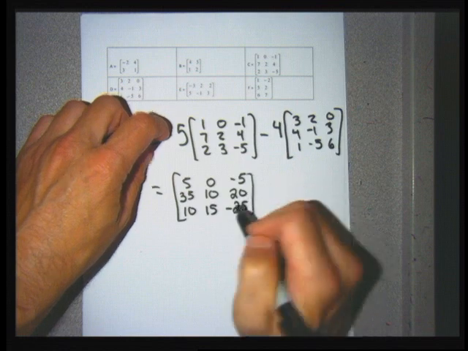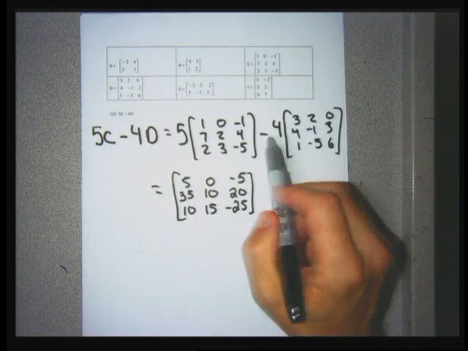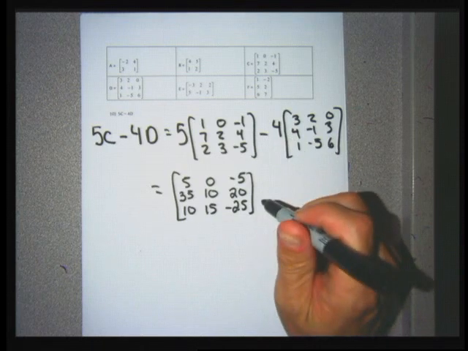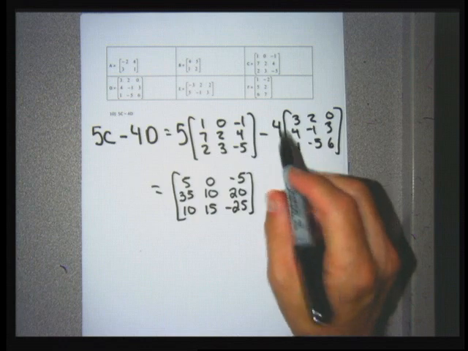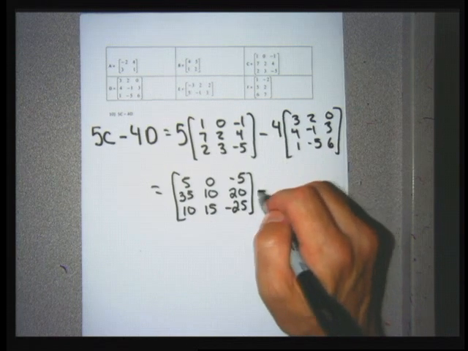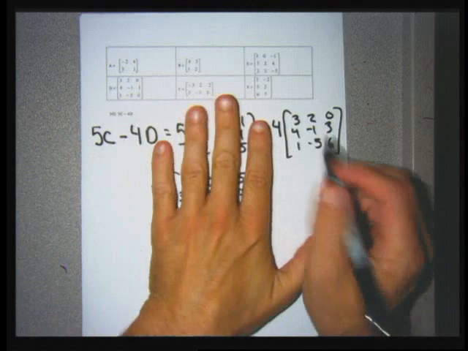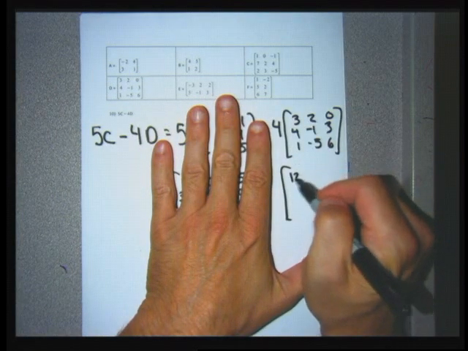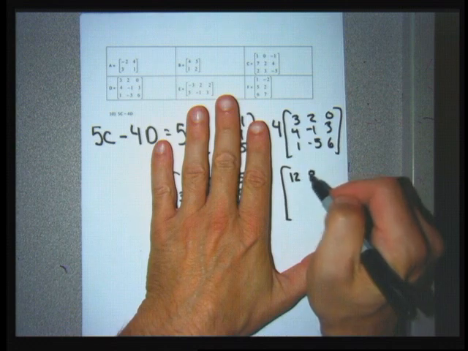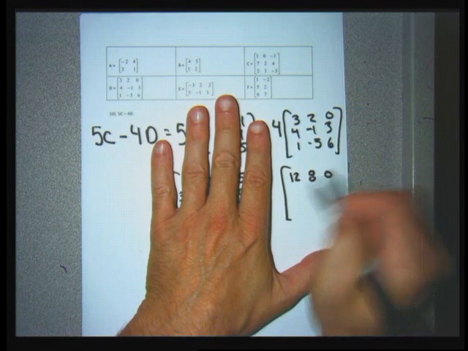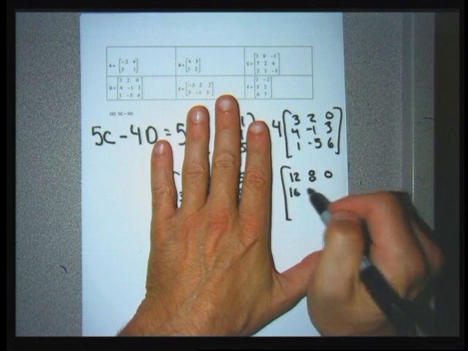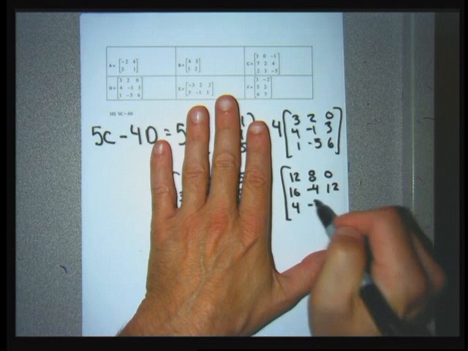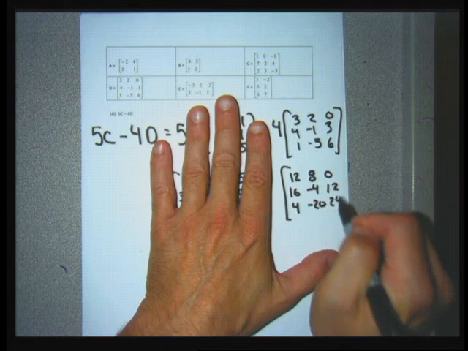I have options with the second one. I could multiply everything by negative 4. If I multiply by a negative 4, I have to change the sign to plus. Or I could just multiply by 4 and leave the sign minus, and that's what I'm going to do. I'm going to leave the minus sign and just multiply by 4. So 4 times 3 is 12, 4 times 2 is 8, 4 times 0 is 0, 4 times 4 is 16, then negative 4, 12, 4, negative 20, and 24.